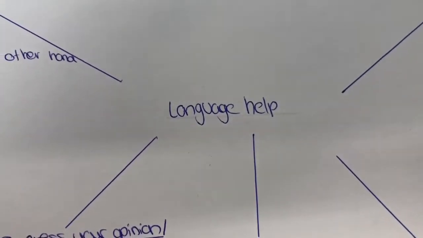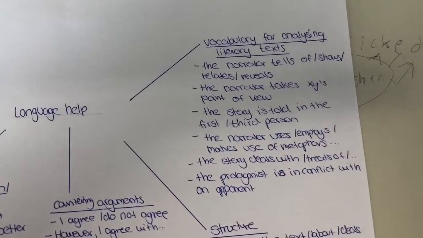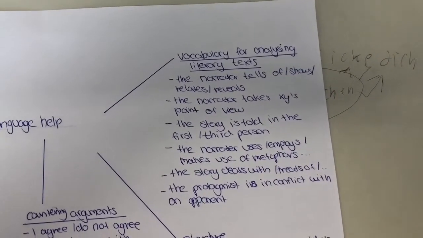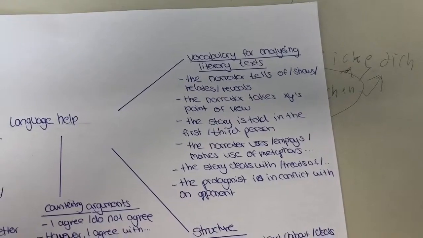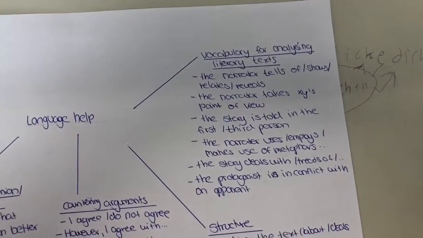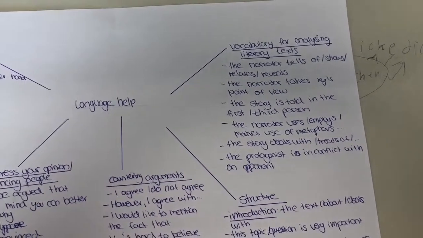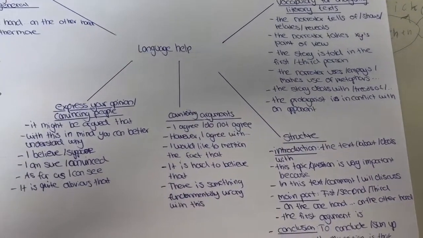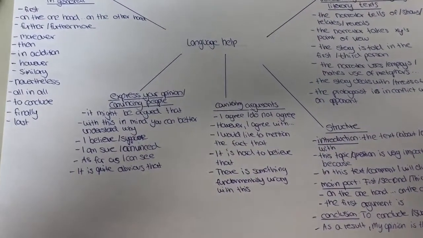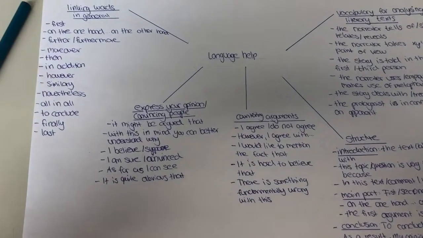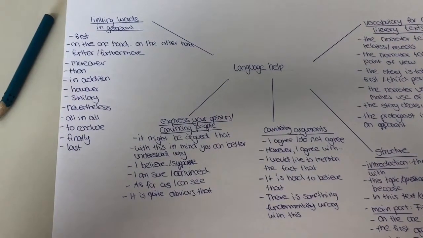Last but not least, we give you some language help. When you need to analyze a literary text, you can use some of the phrases on the right. To structure your text in general, you can use the phrases at the right bottom corner. If you want to counter arguments or express your own opinion, use some of the words in the middle. To connect 2 sentences, you can use the linking words on the left.